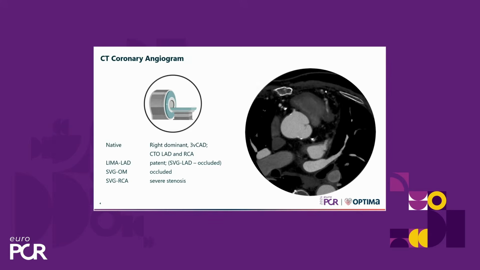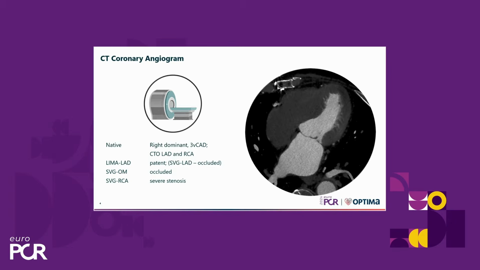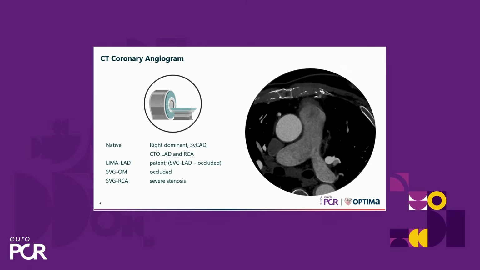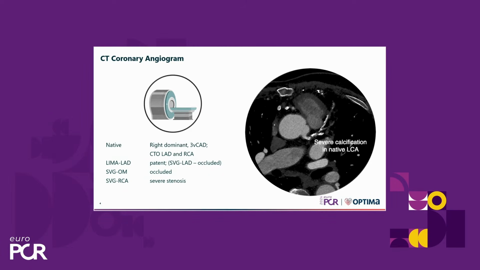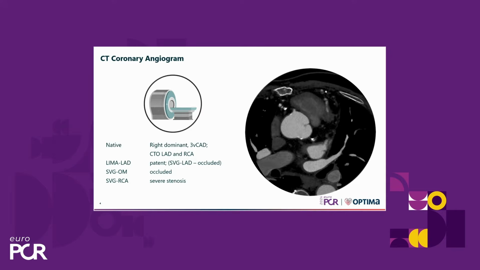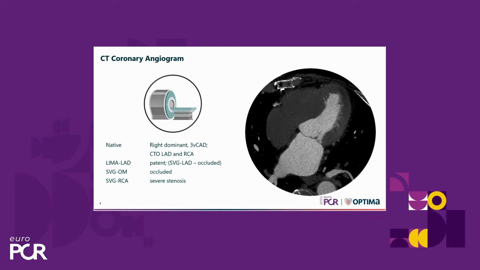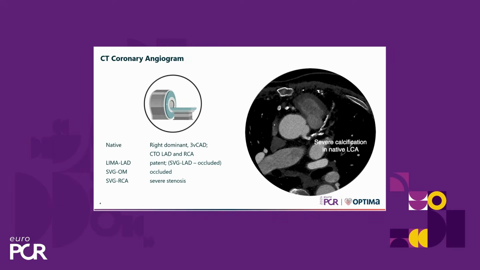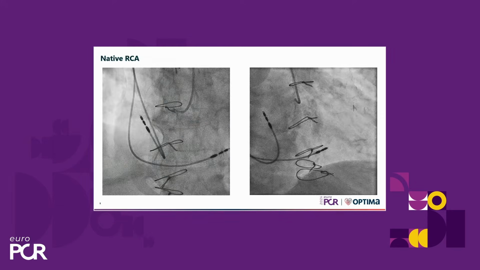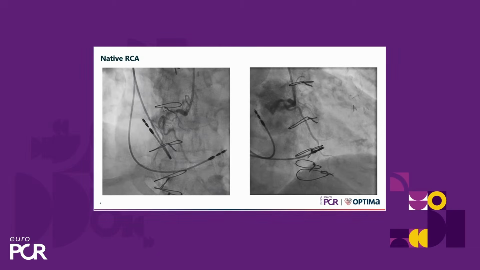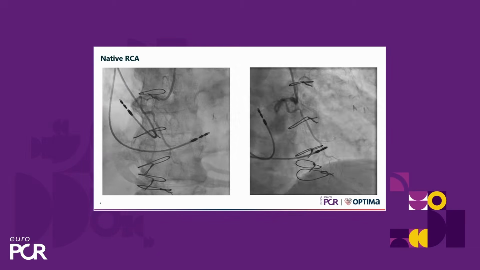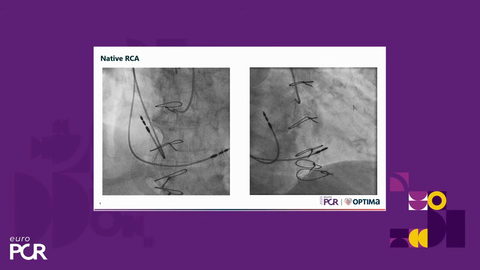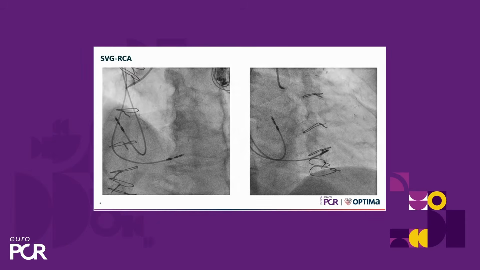His LIMA to LAD was patent, but his vein graft to his LAD is now occluded. His vein graft to his OM was also found to be occluded, and his vein graft to right coronary artery was found to have severe stenosis. As seen on his CT, his native right coronary artery is occluded. The vein graft to his right coronary artery had a long segment of severe disease in the mid-body of the graft.